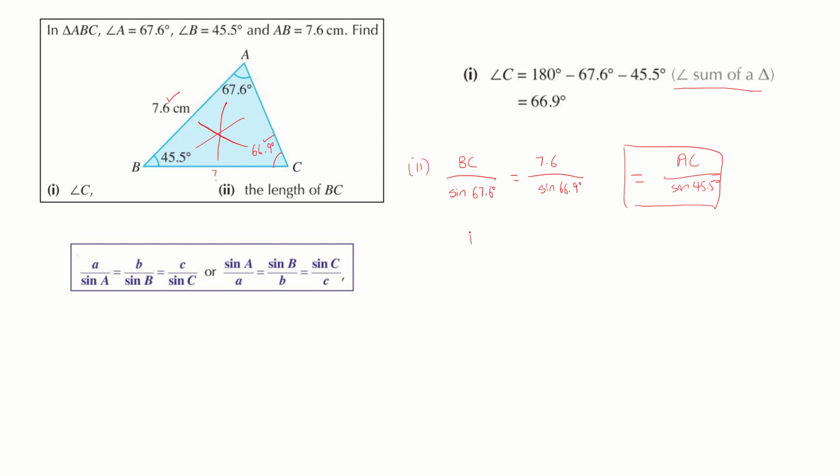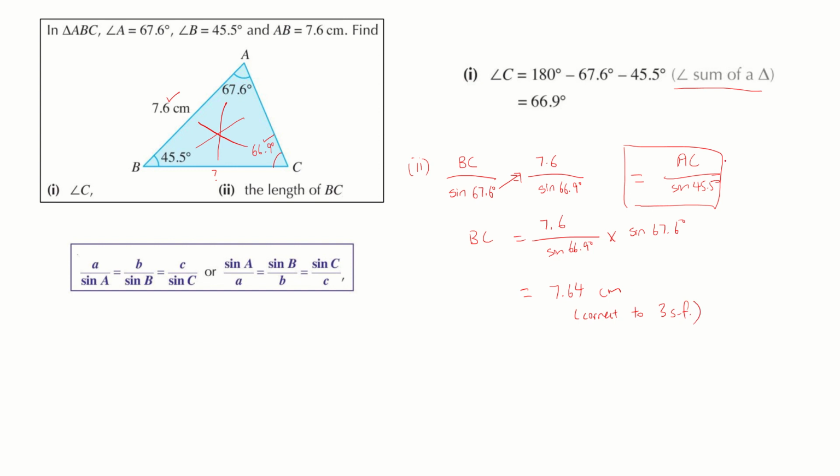So in this case, my BC will be equal to 7.6 over sine 66.9 degrees. I'm going to bring this over to the other side, so times sine 67.6 degrees. I'm just going to press this into a calculator. 7.6 divided by sine 66.9 times sine 67.6, and I will get 7.64 cm, which is correct to 3 significant figures.